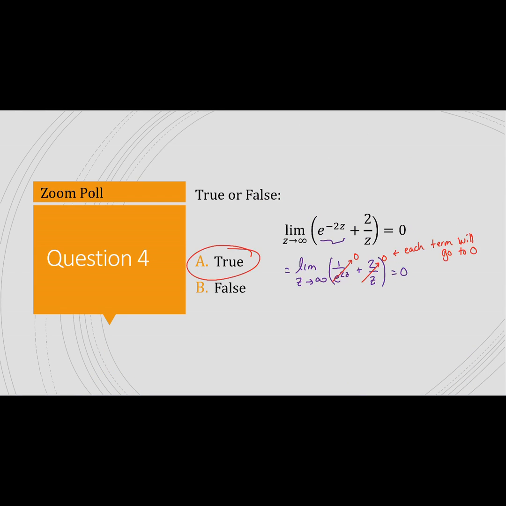All right, this one here is true. And how we showed that was that we took our e to the negative 2z and moved it down to the bottom of the fraction, and then realized we'd have 1 over e to the 2z, so we'd have 1 over a really big number. Same with 2 over z. The first term, where e is on the bottom, is going to go to 0 a lot faster because the bottom's going to infinity a lot faster, but they are both eventually going to go to 0. And so altogether, each thing is going to go to 0, so the whole thing is going to go to 0.